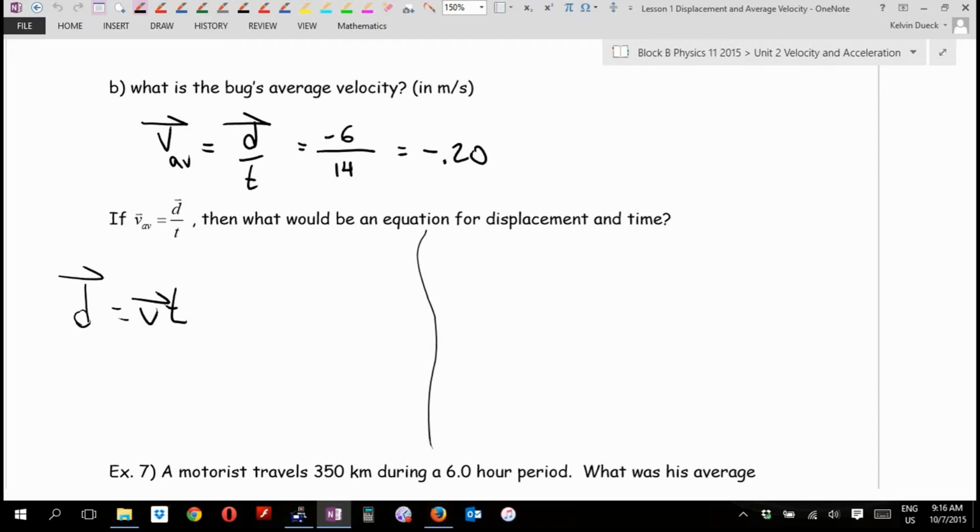How could I get the time by itself? You know what? I would start here. See the t? What else is on the same side as the t? What's the v doing to the t mathematically? Adding, subtracting, multiplying, or dividing? How will I move it over? Apparently, time is displacement divided by velocity, and it's average and average.